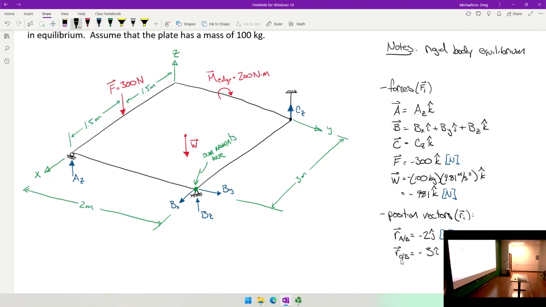We're going to need an R for the force vector. Okay, so to do that, how do we get from, let's see, R to F, or sorry, from B to F? So along the x-axis, we go half the plate, or 1.5. Along the y, we go the whole plate. So that's negative 1/2 I minus 2j.